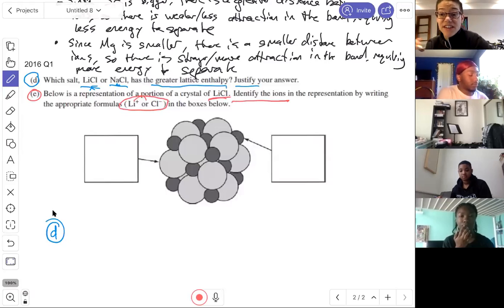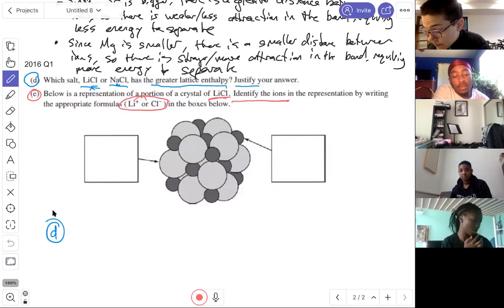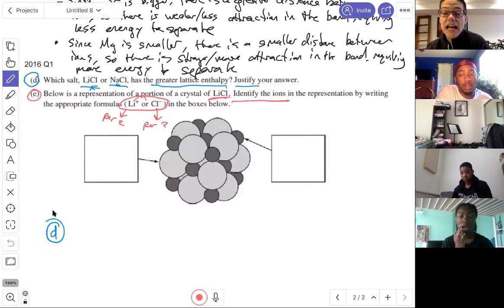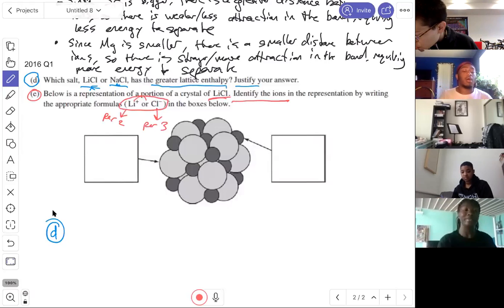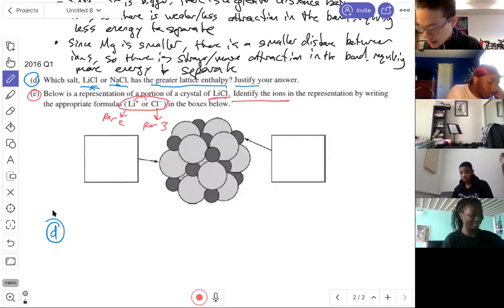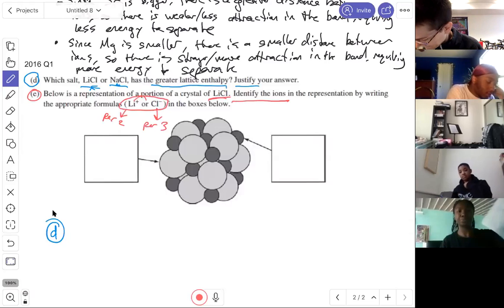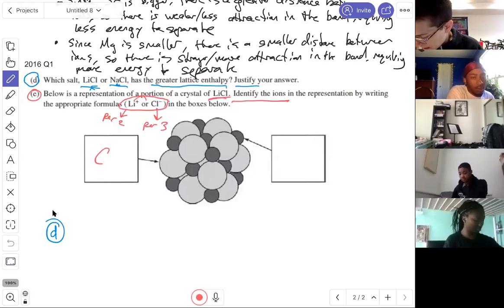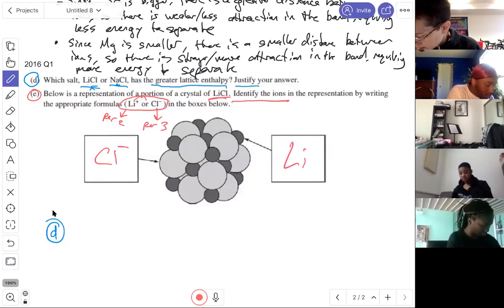Here it's even easier, because what period is lithium in? Period 2. And what period is chlorine in? 3. So Li is automatically smaller. The bigger factor is up and down. So chlorine being further down is automatically going to be bigger. Which one of these boxes is the chlorine, the one on the left or the right? The left. That's your Cl minus. That's your Li plus.